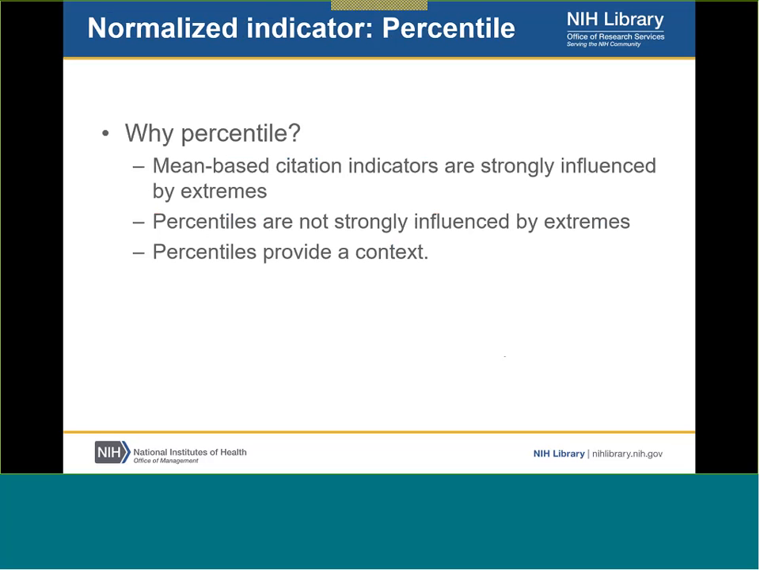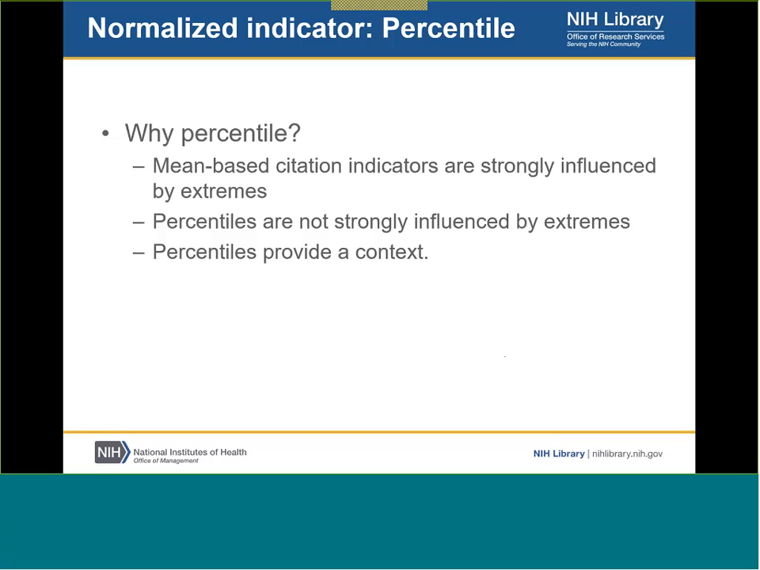First of all, the previous mean or average-based citation indicators are still strongly influenced by extremes. So if we have something that is very high or very low, you can get influenced. The percentiles, because they are looking at ranking, are not that strongly influenced by extremes. And they also provide a good context for us to understand or to interpret the results.